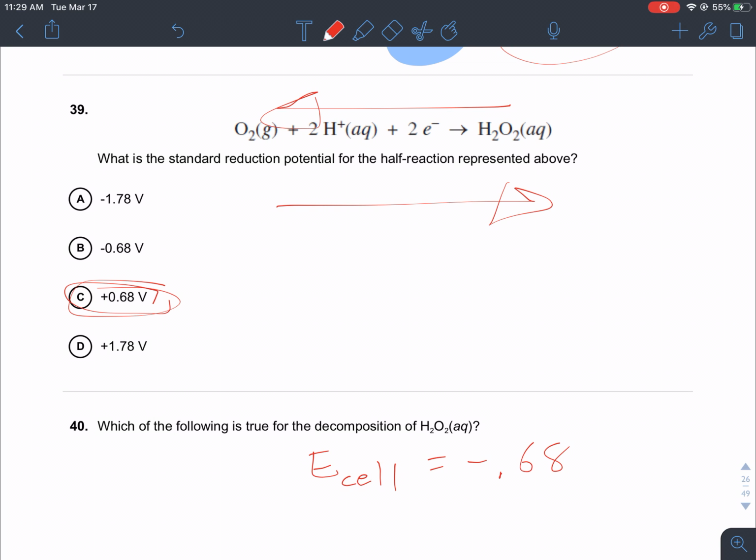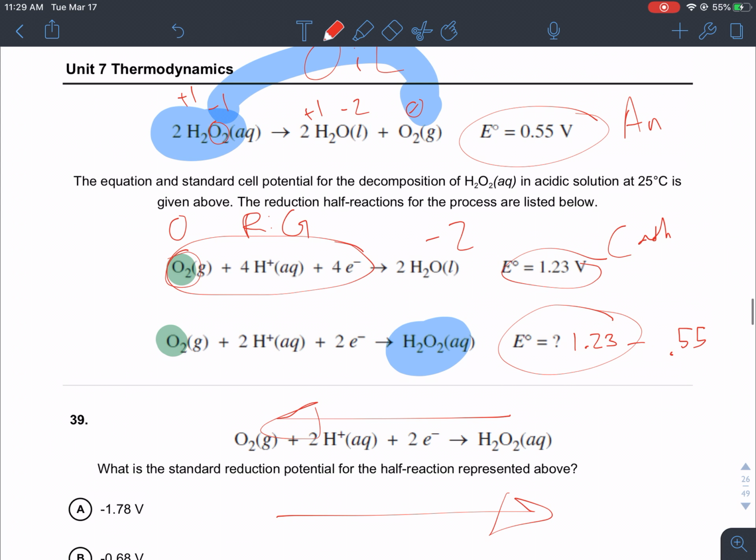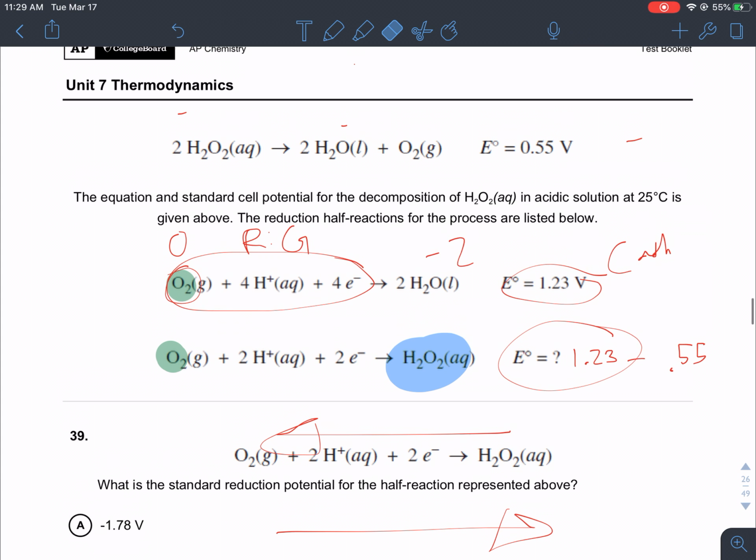Okay, I totally screwed up that last one. This is the E cell. This is the decomposition. Okay, the last one. The last question I just did, 39, I got the answer correct, but I said everything backwards because I don't know. I don't know why it was wrong with me.